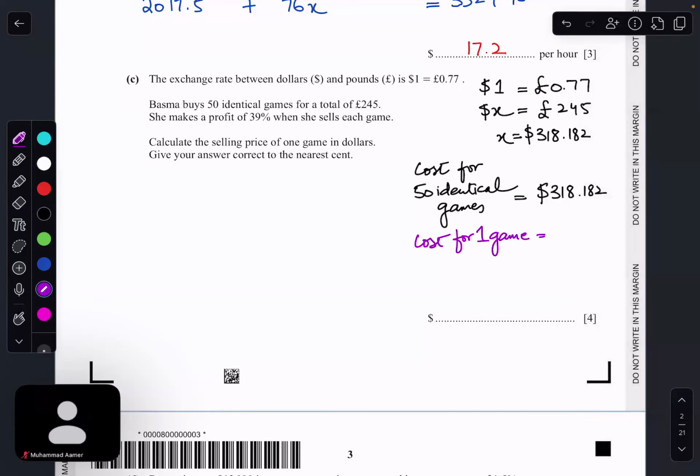Yes, Rehan, what should be the cost for one game? If the cost for 50 games is 318.182, what should be the cost for one game? So we would divide it by 50. Yes, that's it. So 318.182 divided by 50.